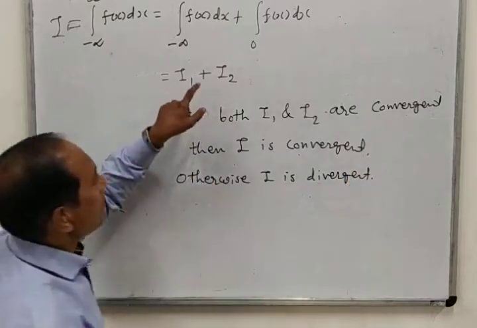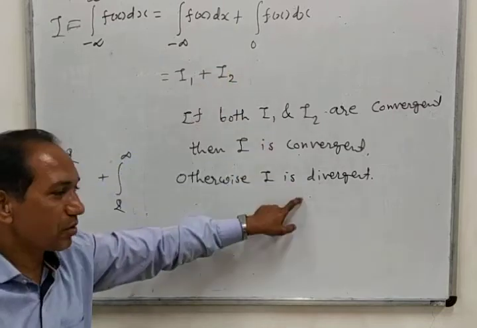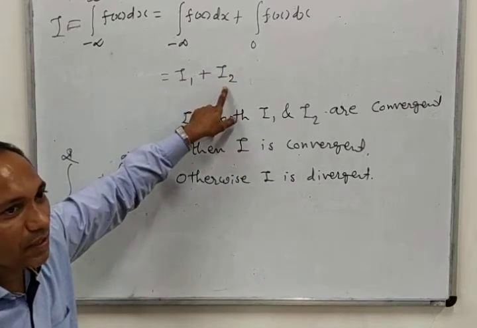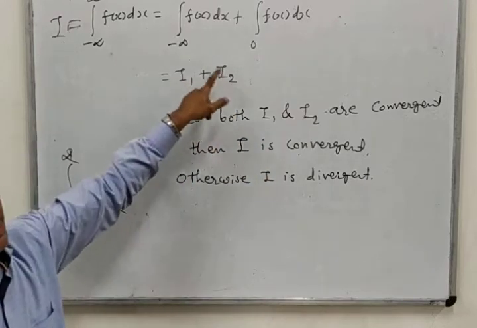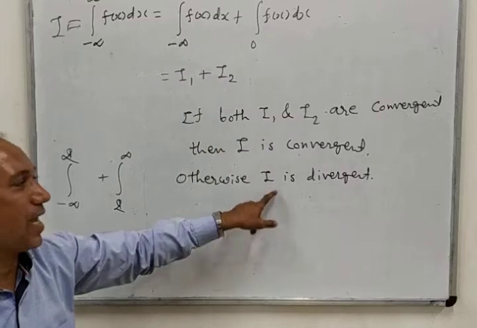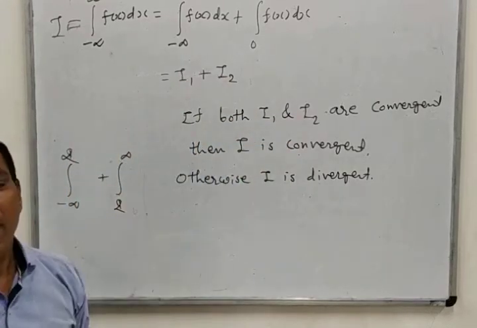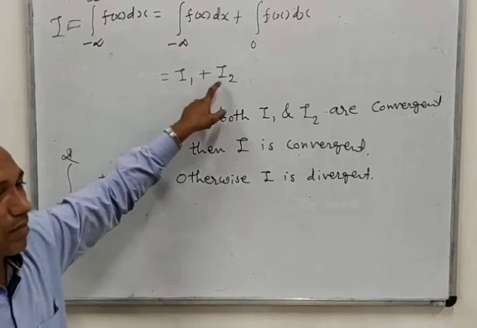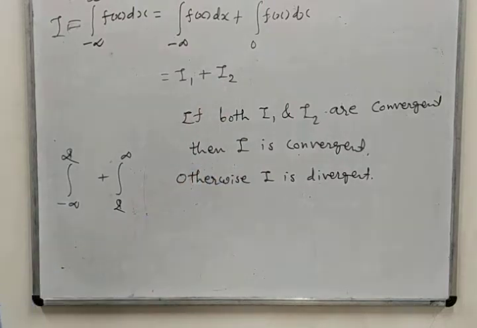That means if I1 and I2 both are divergent, then it is divergent. If I1 is divergent and I2 is convergent, then also it is divergent. If I1 is convergent and I2 is divergent, then also it is divergent. That means for convergence, both should be convergent. If at least one of these two is divergent, I is divergent. So you must note this down.